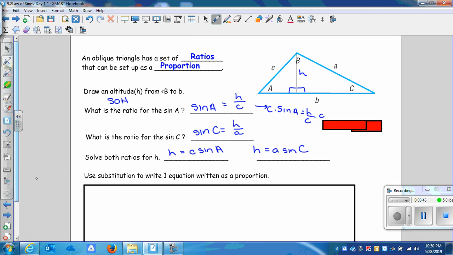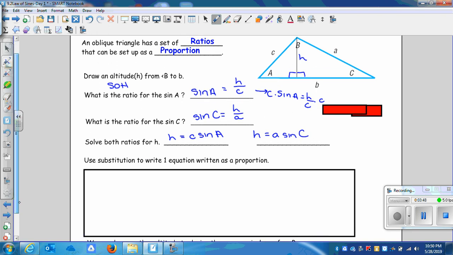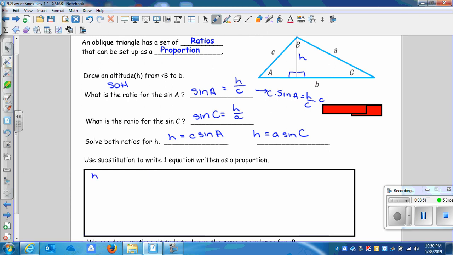So now what I'm going to do is use substitution and combine those two equations together. So I'm going to rewrite them. And I'm going to go ahead and use substitution. I notice they're both equal to h, so I can actually take both of the right-hand sides and set them equal to each other. So I have little c sine big A is equal to little a sine of big C.